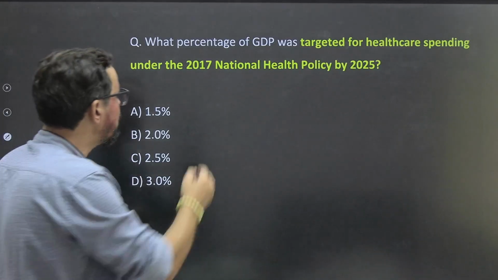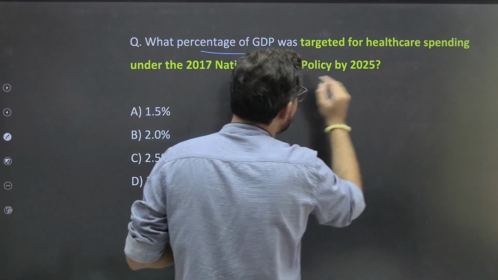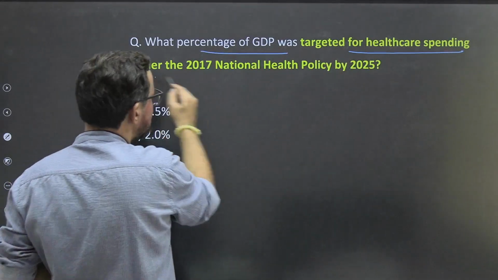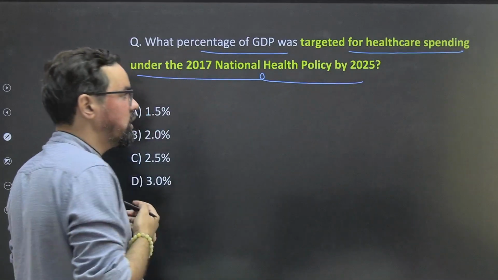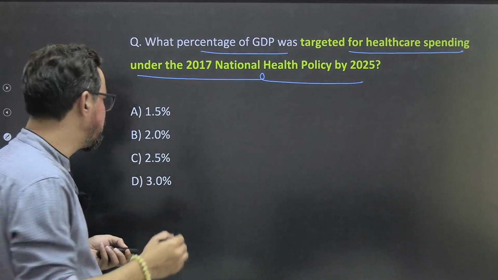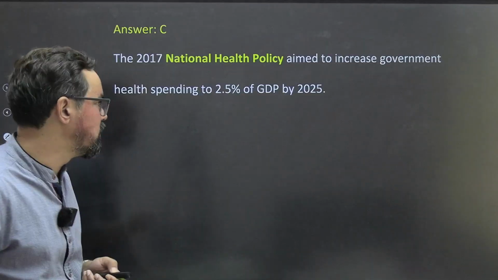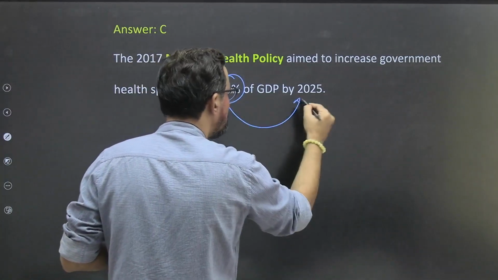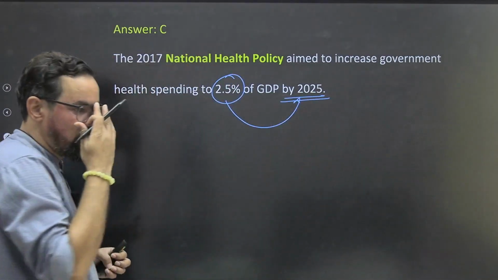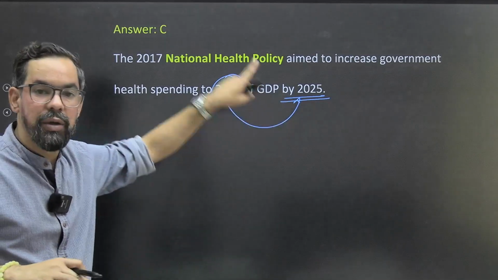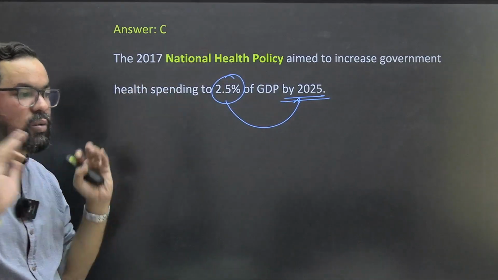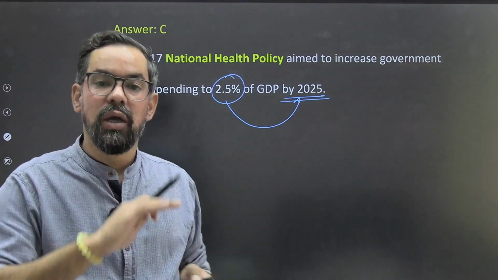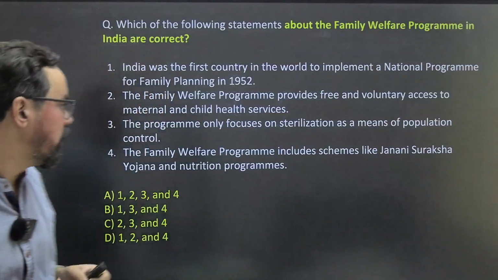Let's go. What percentage of GDP was targeted for healthcare spending under the 2017 National Health Policy? It is 2.5% of India's GDP, so option C will be the correct answer. Yes, 2.5% of India's GDP by 2025. This is the government target that we will spend this much money on healthcare services. So 2.5% of our overall GDP we will spend on overall healthcare building and all. Okay. Next one.